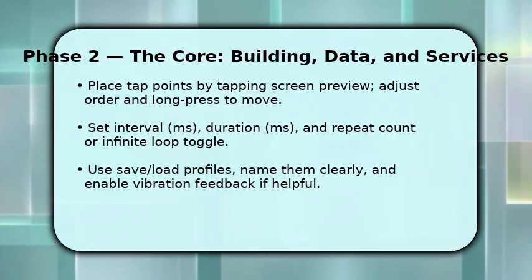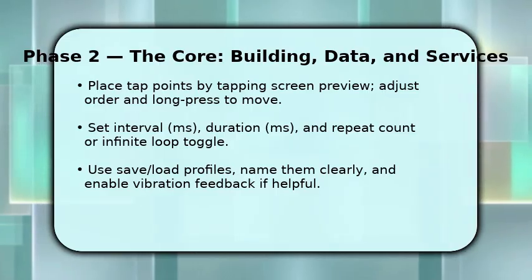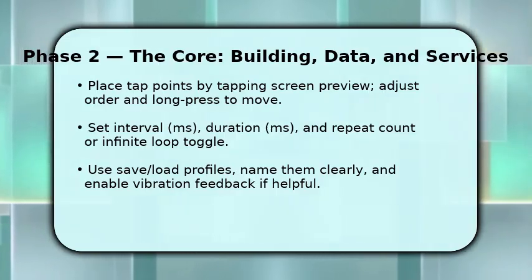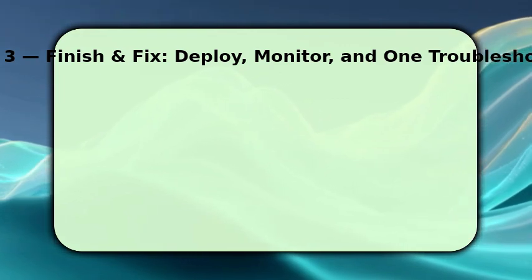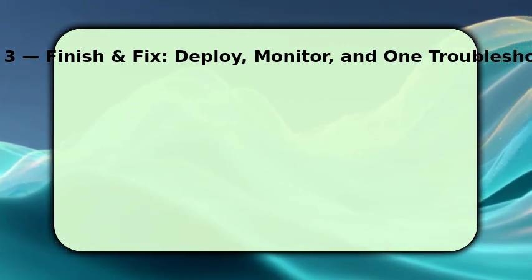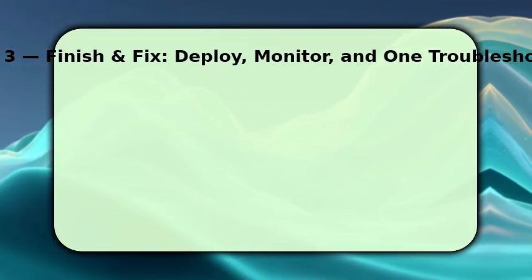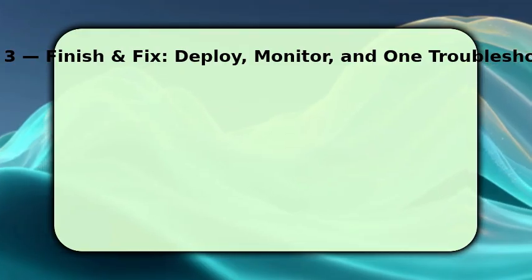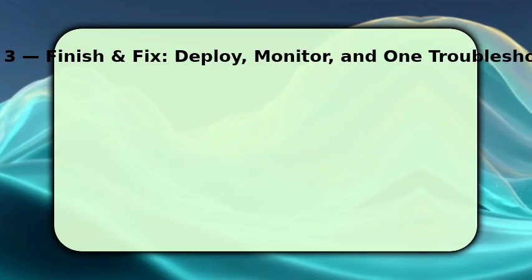If touch precision matters, enable vibration feedback to verify each tap during tests. To finish, run a short test sequence and watch for missed or mistimed actions. Adjust intervals and durations. Small increments work best. Once satisfied, lock orientation and disable aggressive battery optimization so the service persists. Make sure the profile is saved and assign a shortcut if you want quick starts.